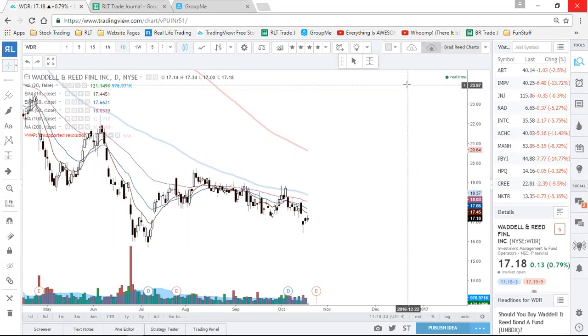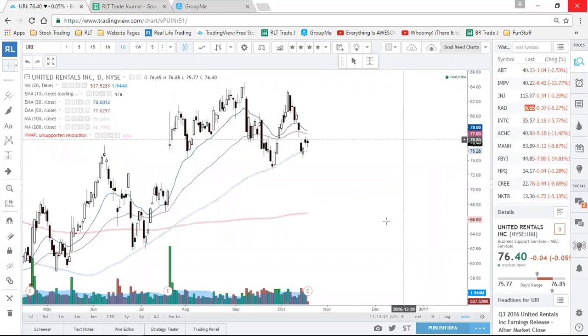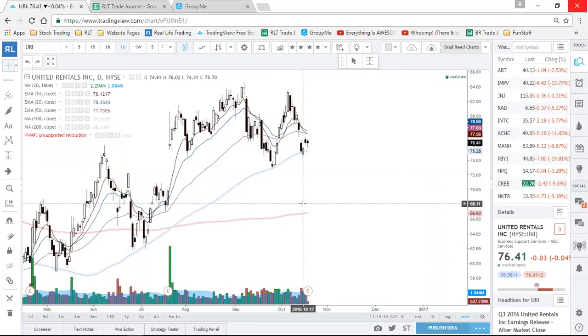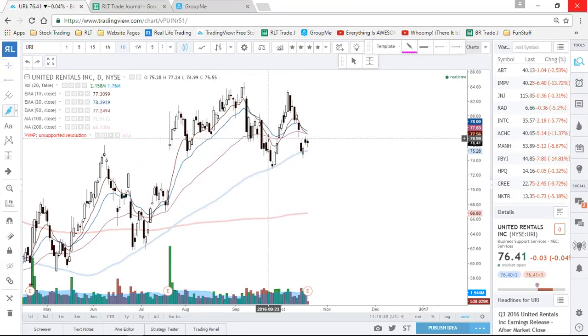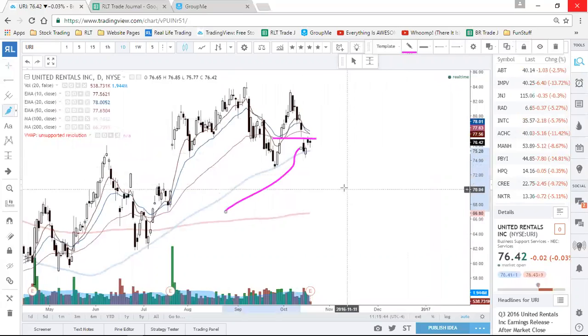Let's see, was it yesterday? No, it was October 14th on ticker URI. So let's go to URI. And on October 14, we had a gap below a nice consolidation area. So there's the consolidation. It gapped right there. And so that was why, first of all, I liked the stock, and that's why I was watching it for a bearish day trade.